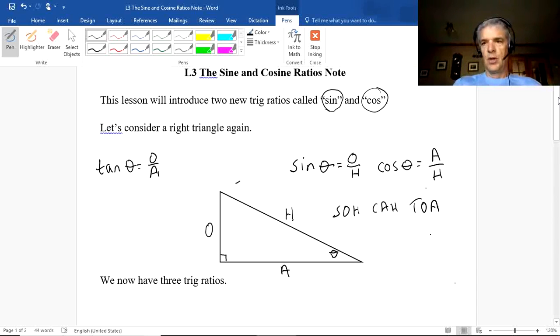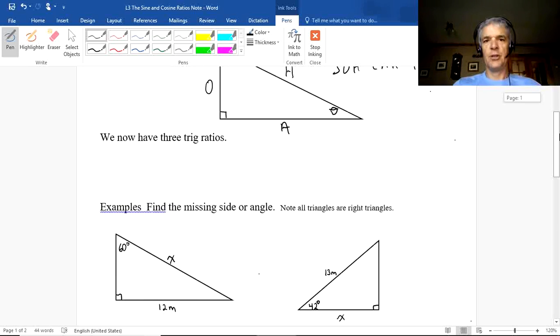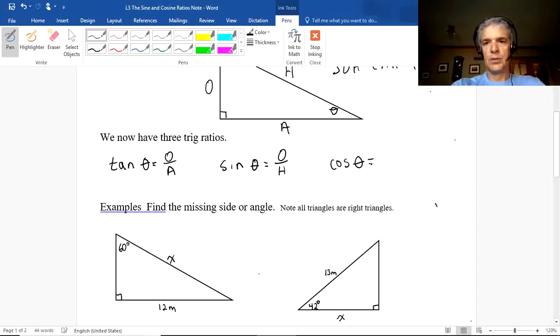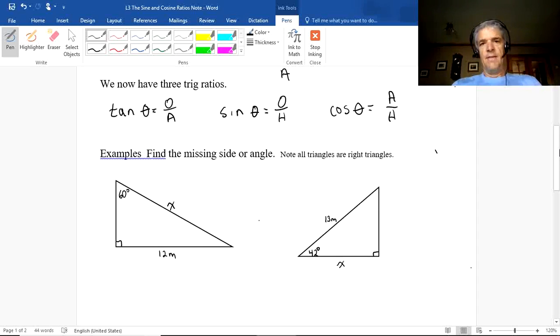So let's just go down here and say there are three trig ratios, okay? I generally write them in this order: tan theta equals opposite over adjacent, sine theta equals opposite over hypotenuse, and the cos theta equals adjacent over hypotenuse. And you do have to keep these in your memory. The best thing for me to do is just do some examples and show you how we can use all three of these.